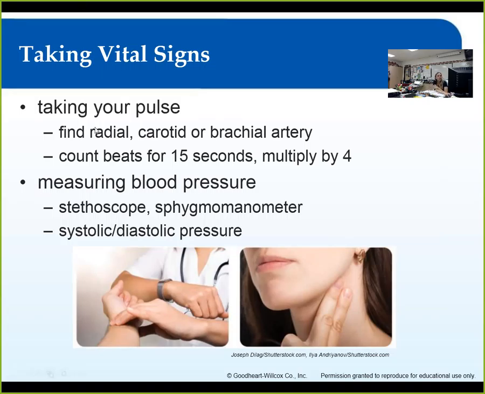Oh, these other pulses up here. Radial is up on the thumb side of the wrist. Carotid is in your neck. Make sure you don't check both at the same time in case you don't want yourself to pass out. You close them off. And your brachial artery is at your elbow. Now in babies, you can take a brachial pulse by going up underneath their bicep, and you'll feel their brachial artery in there.